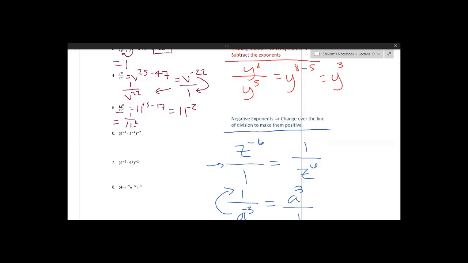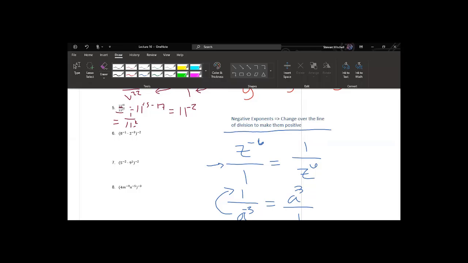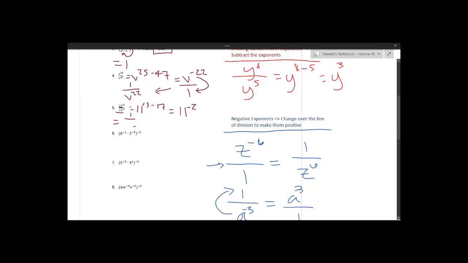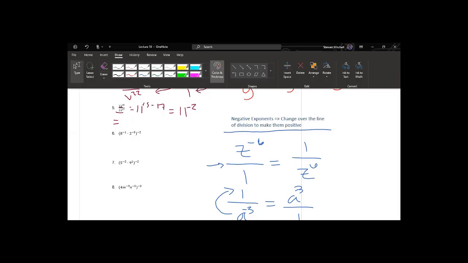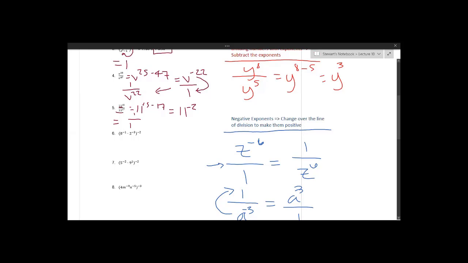Sorry, that was kind of messy. Let me rewrite this because that was just not good and very illegible. Okay, so we're going to have 1 over 11 squared. And we know 11 squared is 121, or 11 times 11 is 121. So we have 1 over 121 as our final answer.